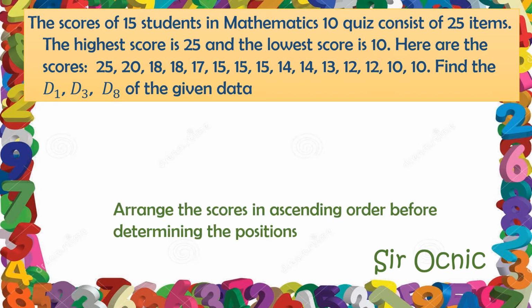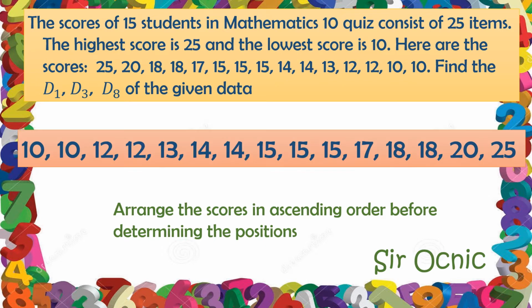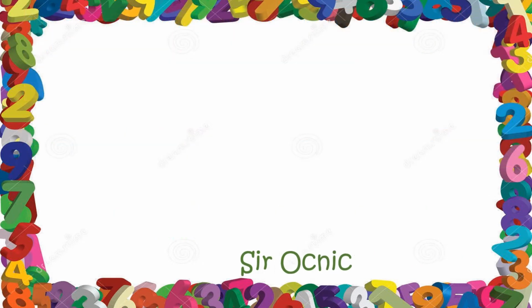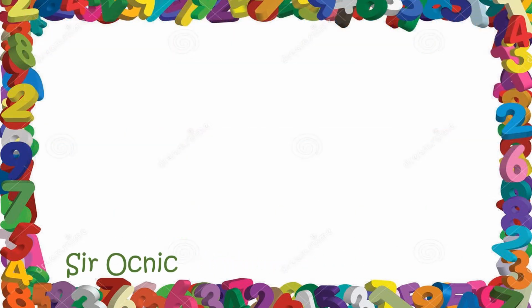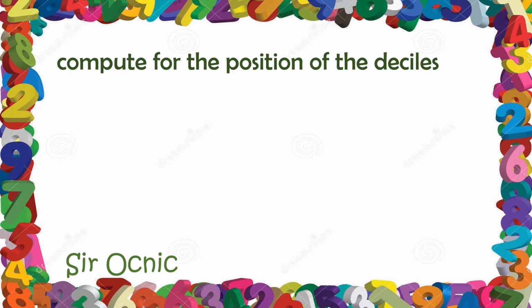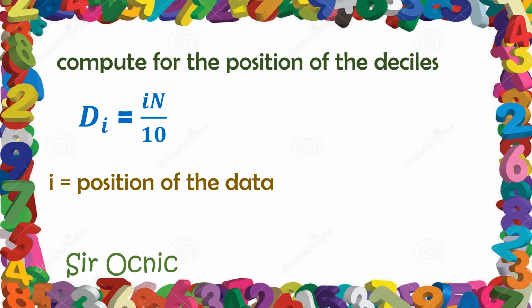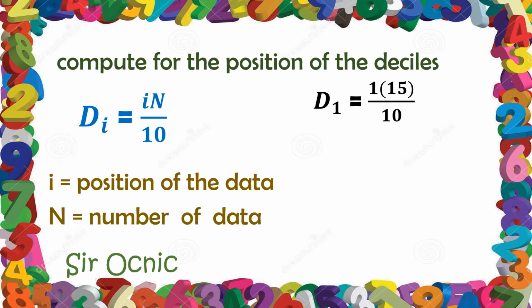The first thing to do is to arrange the scores in ascending order. The proper arrangement is shown. Next, compute for the position of the deciles using the formula D sub i is equal to i times n all over 10, wherein i is the position of the data and n is the number of data.